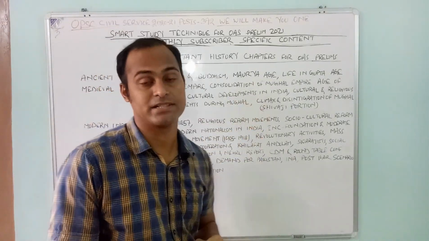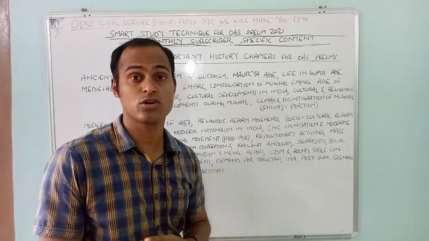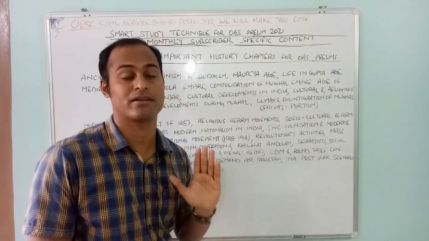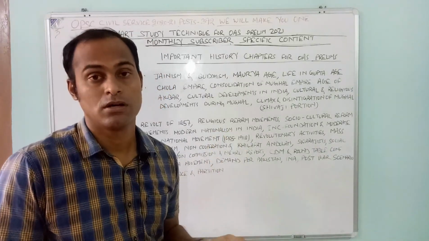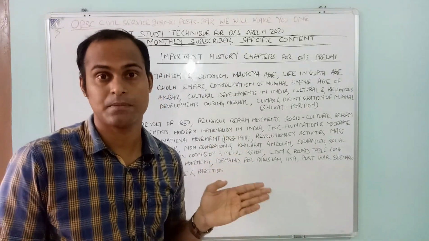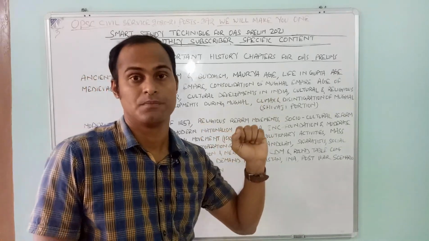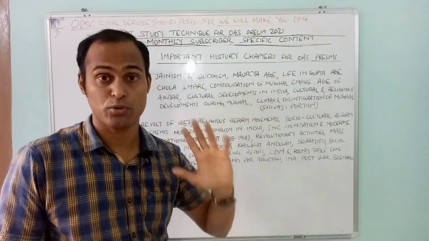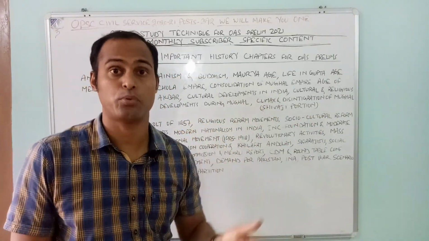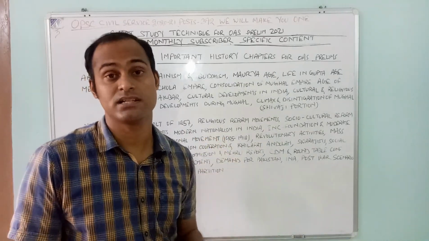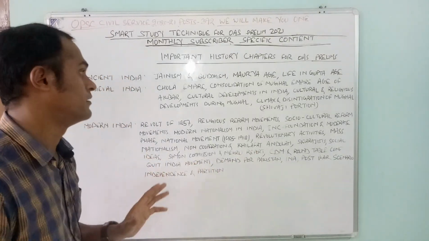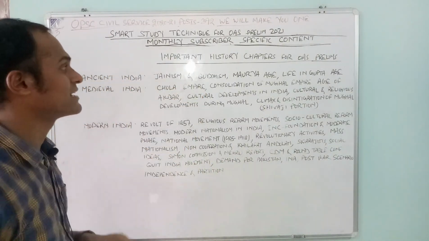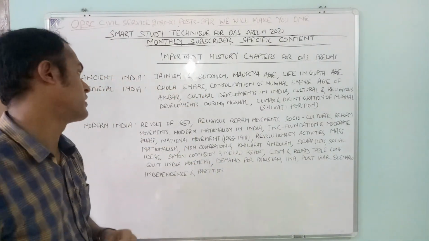Then life in the Gupta age. Life in the Gupta age includes everything: scientific development, cultural development, even some of the universities. Whatever universities were established during the Gupta age, all the corresponding important ministers, important poets, important scientists, and all the books written, these are very important. So you focus on these three, these are very, very important.